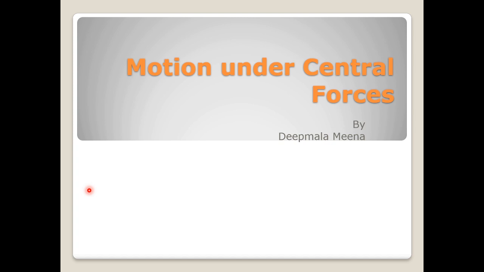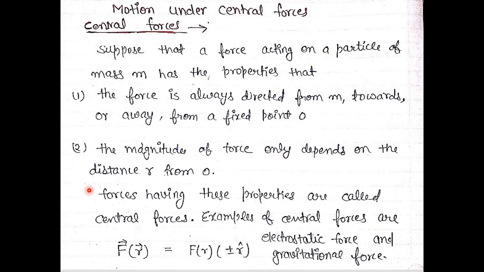Our today's topic is motion under central forces. In this topic, first we will discuss central forces, what these forces are, and also we will take some equations of motion and motion of a particle under central force. So first we will define central force.